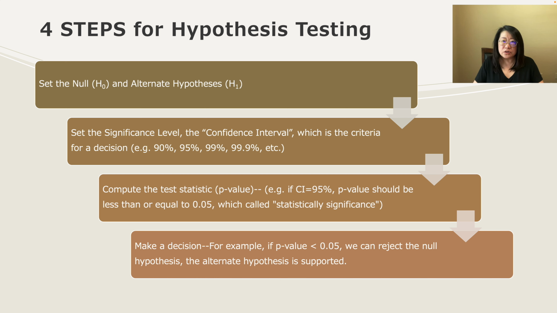So after the computation, after you generate the p-value, which the software will generate for you, you can make a decision. For example, if the p-value is less than 0.05, we can reject the null hypothesis and the alternative hypothesis is supported.